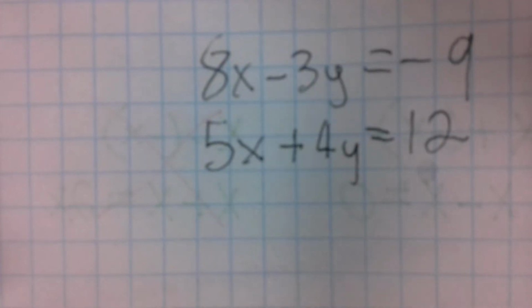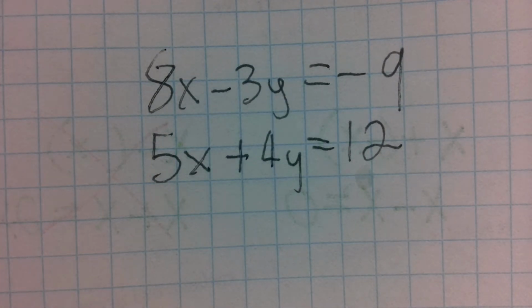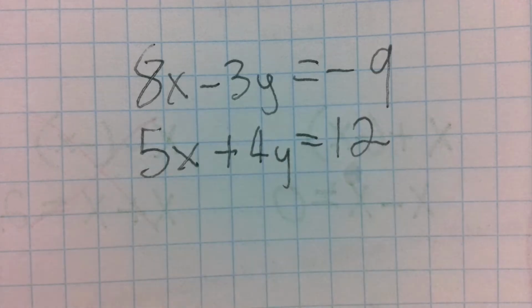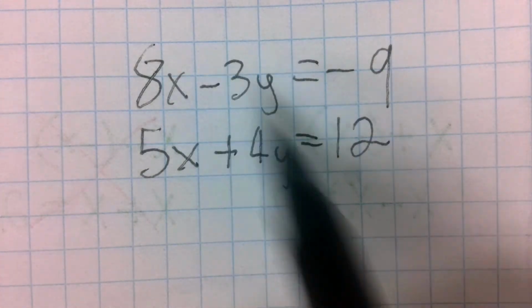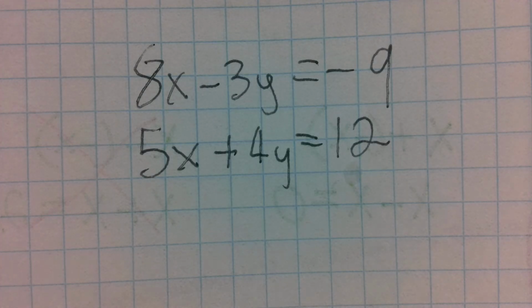In this problem, we have to ask ourselves, shoot, what can we do? I can't multiply 8 by something to get 5, or 5 by something to get 8. I can't multiply 3 by something to get 4, or 4 by something to get 3, at least not without fractions, and we don't want to deal with those. Keep in mind the number one rule. The golden rule of algebra is, you can do whatever you want to these equations, as long as you do them to both sides.